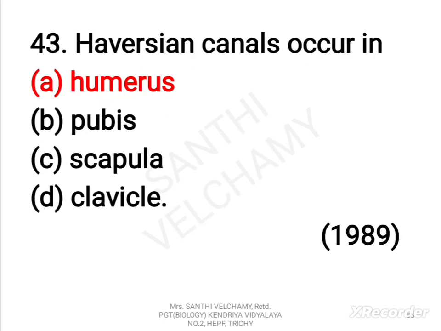Now next question. Haversian canals occur in: A. humerus, B. pubis, C. scapula, D. clavicle. A, humerus, is the correct answer.